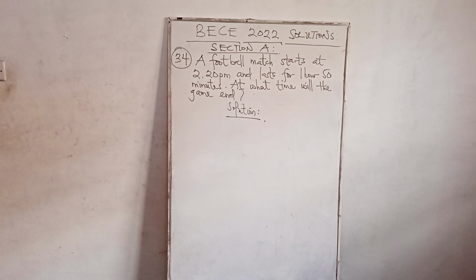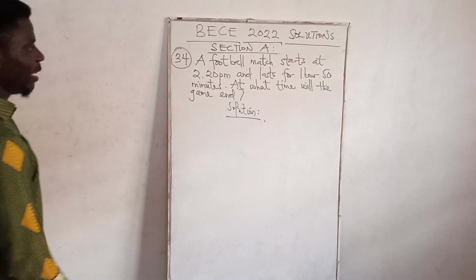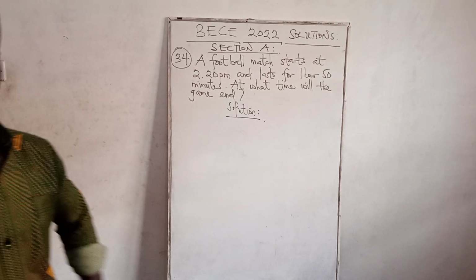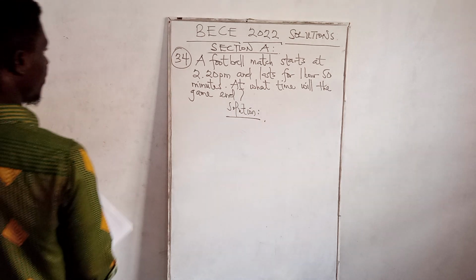So now we have a football match that starts at 2:20 p.m. and lasts for 1 hour 50 minutes. At what time will the game end? A football match starts at 2:20 p.m. and lasts for 1 hour 50 minutes. At what time will the game end?